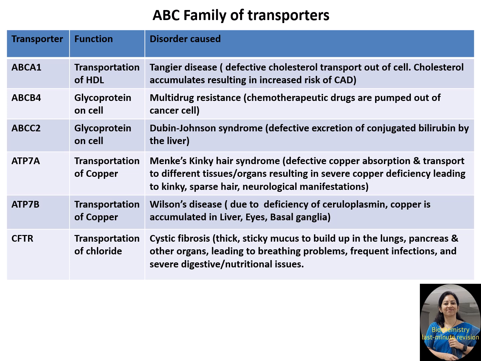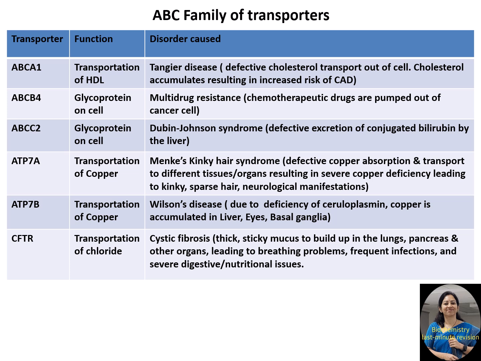The next transporter is ATP7B. This is also associated with transportation of copper, and the disorder associated is Wilson's disease. Now, this is characterized by deficiency of ceruloplasmin, which is an acute phase protein, and it is also a transport protein for copper. So what happens because of this defect? Copper gets accumulated in the liver, eyes, and basal ganglia.